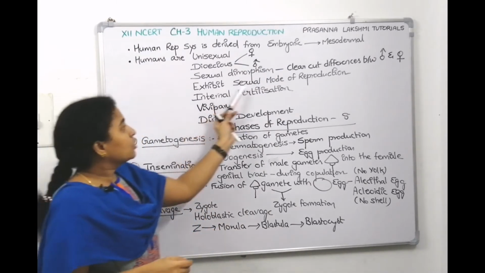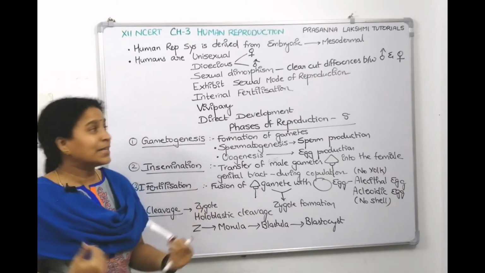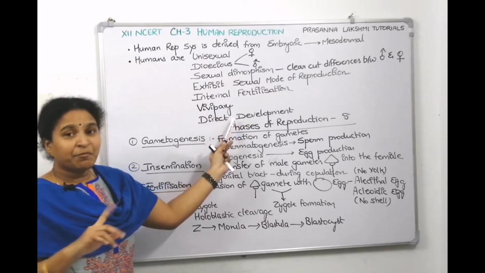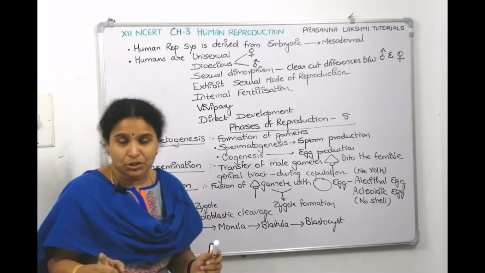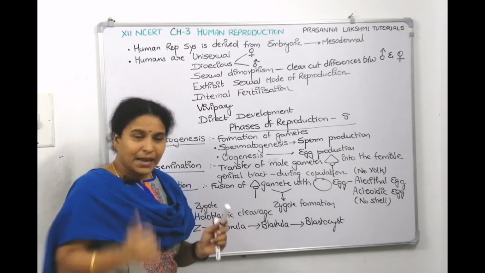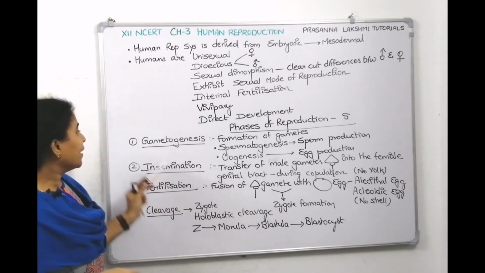Then they exhibit sexual mode of reproduction. Fertilization is inside the body, internal fertilization. We give birth to young ones, vivipary. Direct development doesn't involve any larval stages. The phases of sexual reproduction, 8 are there, 4 we have listed, right?